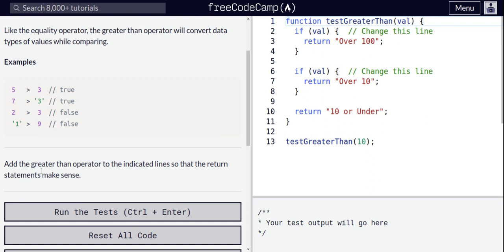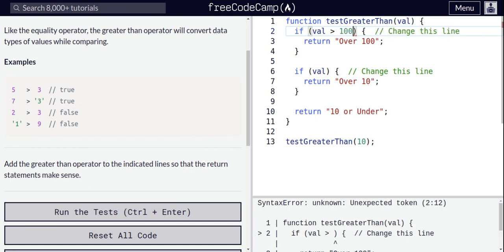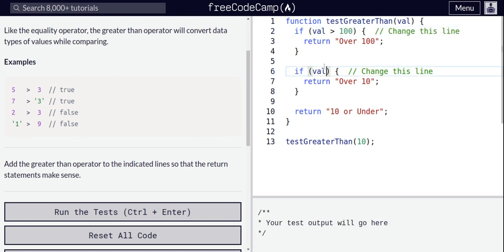All right, so add the greater than operator to the indicated line so that the return statement makes sense. If val is greater than 100, then if val is greater than 10, okay, so this should make sense now.